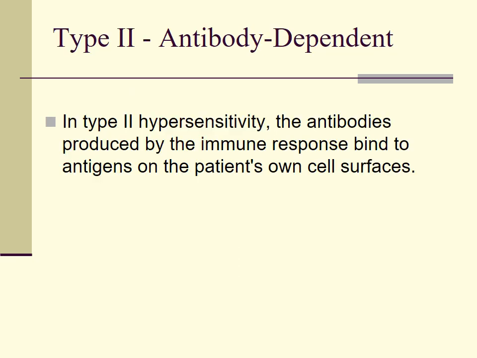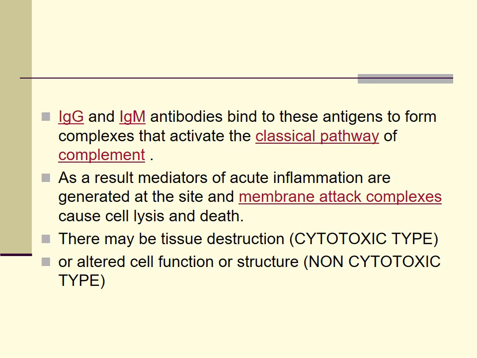Now come to the second type of hypersensitivity, known as antibody mediated or antibody dependent hypersensitivity. It is an immediate reaction in which antigen bearing cells are damaged, and those antigens present on the patient's cell surfaces may be extrinsic or intrinsic. The antibodies in type 2 hypersensitivity are IgG and IgM, and they bind to these antigens, whether intrinsic or extrinsic, and form complexes.